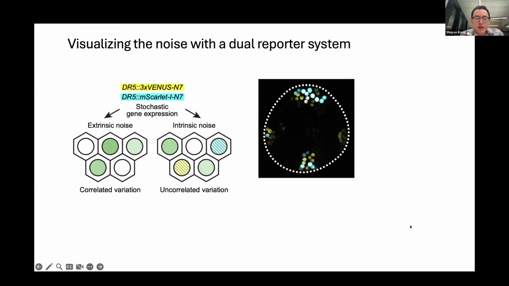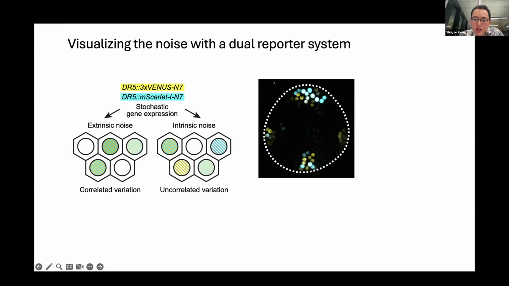So in order to visualize auxin noise, we adapted this dual reporter system where in the same cell, we introduce two markers. Both of them are driven by the DR5 promoter, and they're driving the expression of two fluorophores with different colors. One of them is yellow, basically Venus with a nuclear tag, and the other is mScarlet-I, also with a nuclear tag.